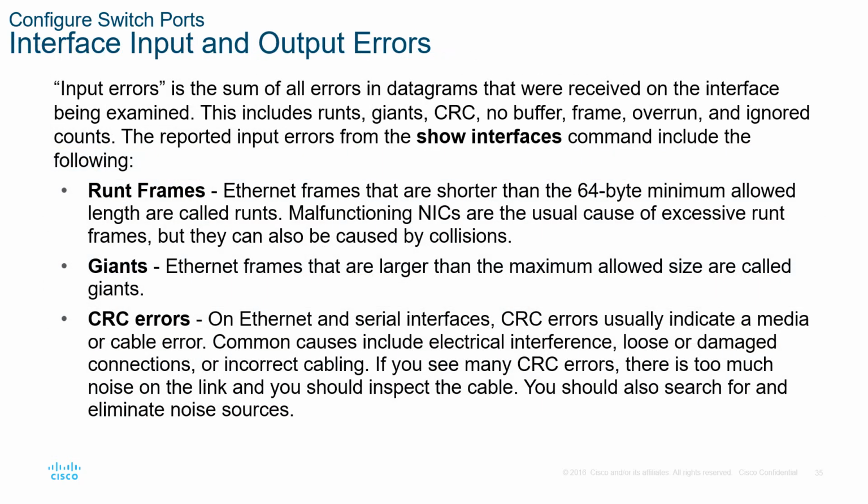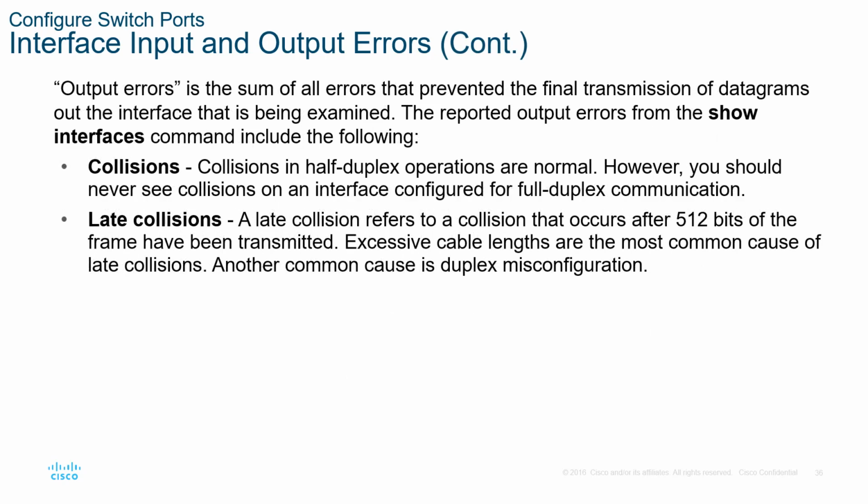Moving on, we have our runt frames, which we've already talked about. If they're smaller than the 64 minimum allowed, giants are larger, unless jumbo frames are enabled. CRC errors are one of the big ones because we'll actually do a CRC checksum to verify if a frame is accurate. Collisions and late collisions we've already talked about. Again, late collisions happen after the first 512 bits are sent.